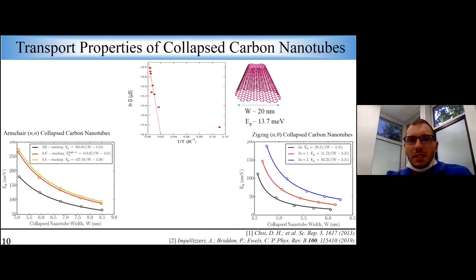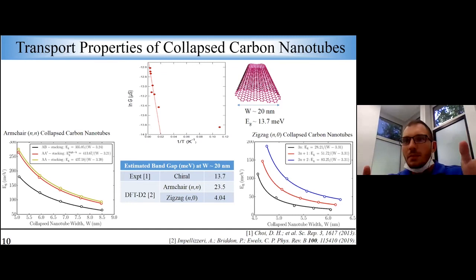From an experimental point of view, a few experimentalists have measured the conductance as a function of temperature, obtaining for a chiral collapsed carbon tube characterized by a total width of 20 nanometers an energy gap of 13.7 millielectron volts. So we have calculated for this reason the band gaps of both armchair and zigzag collapsed carbon nanotubes, considering all possible factors in terms of the stacking combination between facing layers and subfamilies, obtaining that the estimated experimental value lies in the range established by our calculations for non-chiral nanotubes, and demonstrating in such a way the reliability of our calculations.